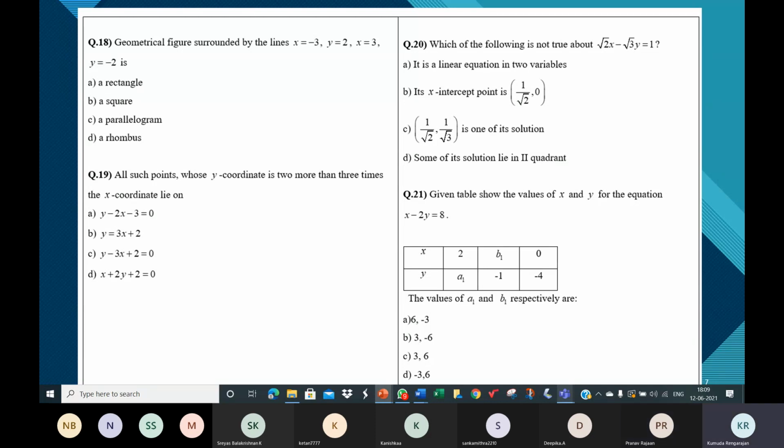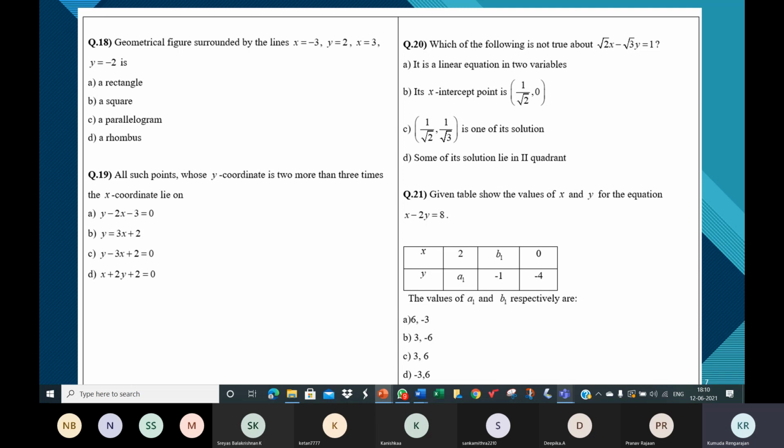What are the coordinates of the x-intercept? 1 by root 2 comma 0. The x-intercept is given by 1 by root 2 comma 0, because the x-intercept is the point where the graph line meets the x-axis. So if it meets the x-axis, its y value should be 0. So when you give y 0, the corresponding value of x is 1 by root 2. So 1 by root 2 comma 0 represents the x-intercept.